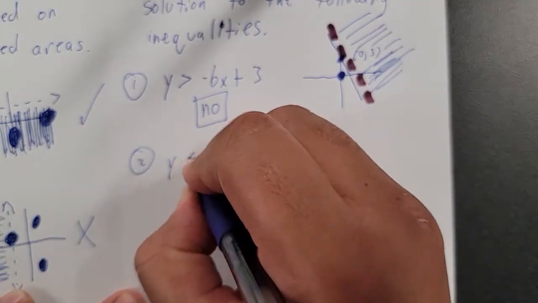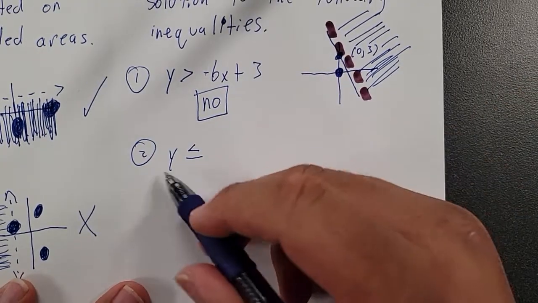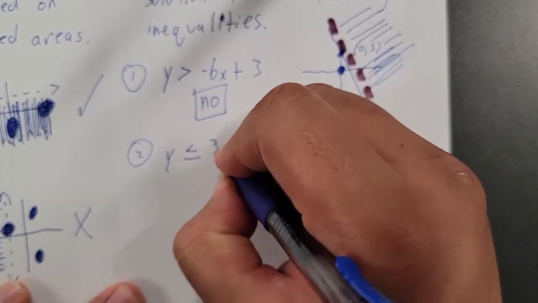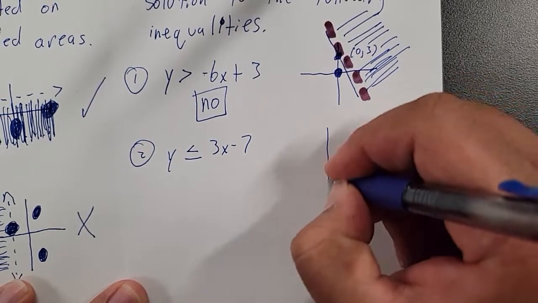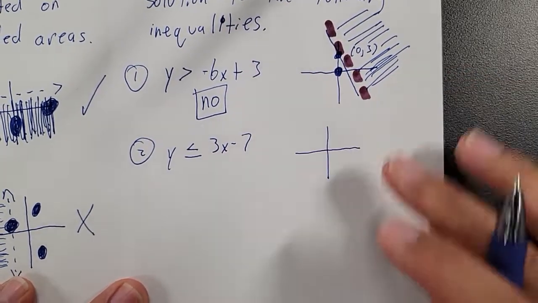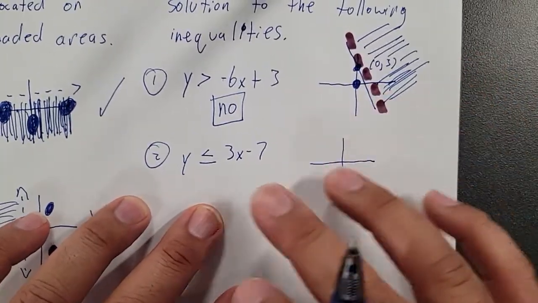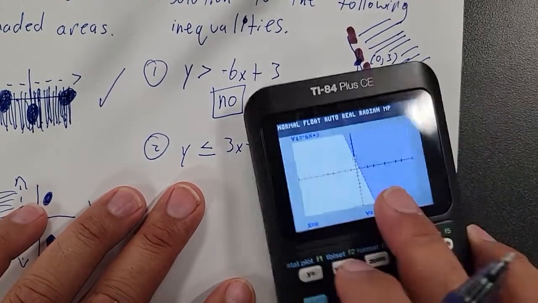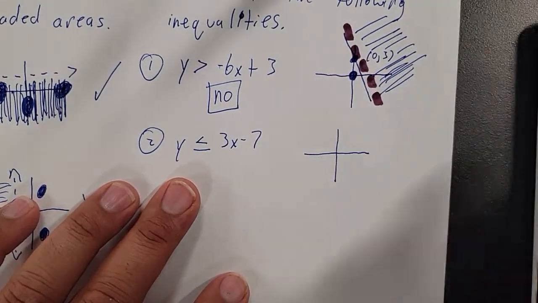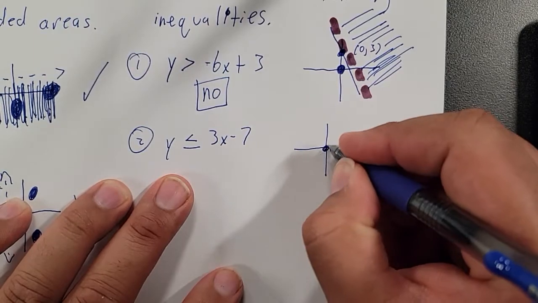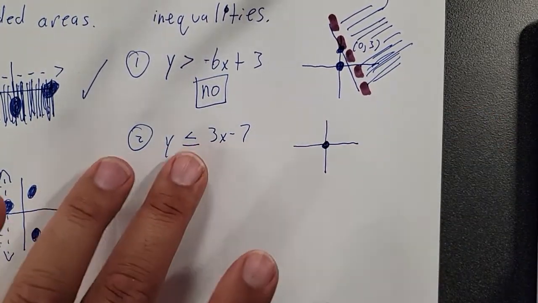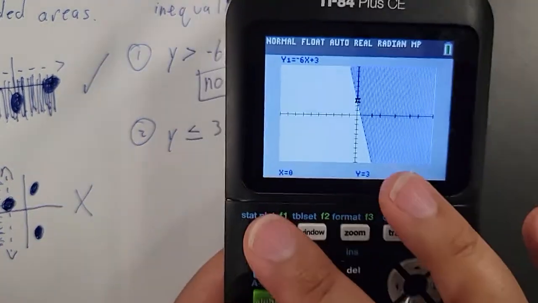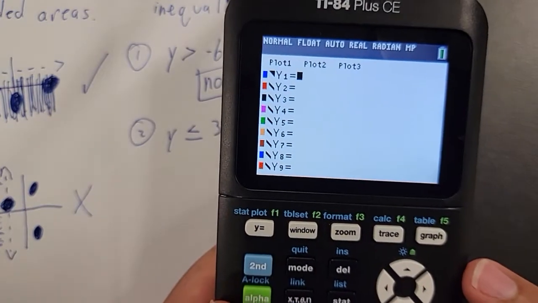Okay. So let's try this one. Let's see if this is going to work. Y is less than or equal to 3x minus 7. All right, trust me, by the 3rd or 4th time, people kind of get it. The first one's kind of fast. Let's try this one. So again, we're going to check, is this point, the 0, 0, going to be in the shaded part? All right. So let's push clear, guys.